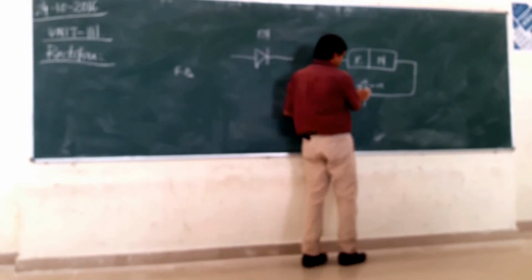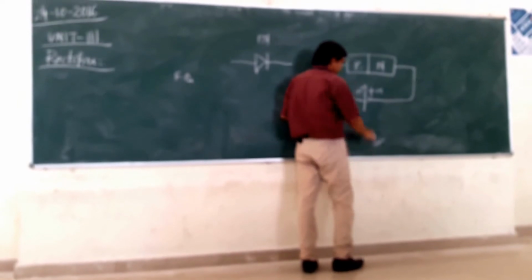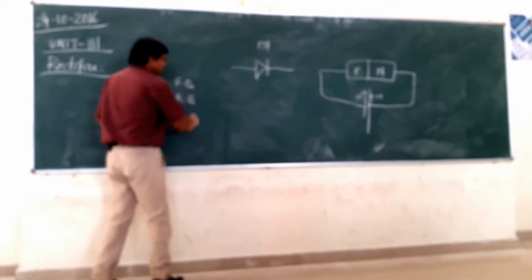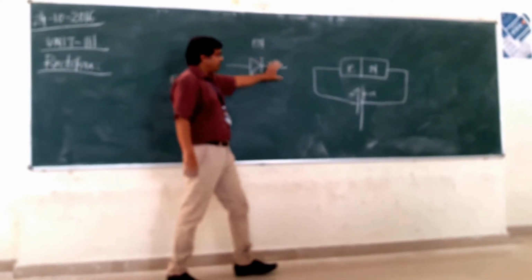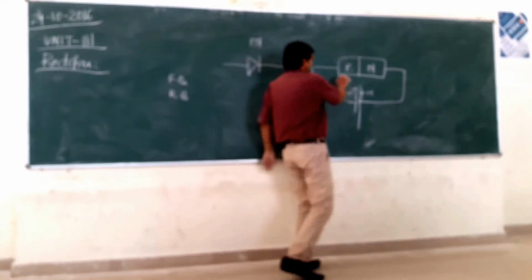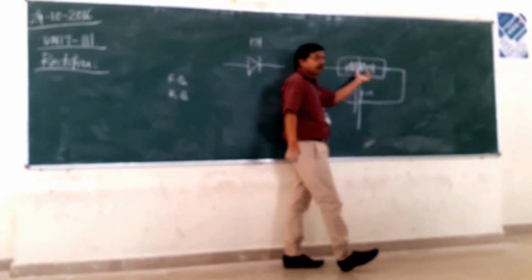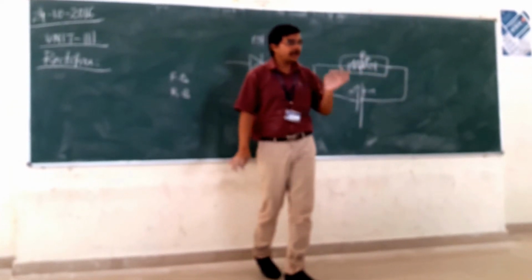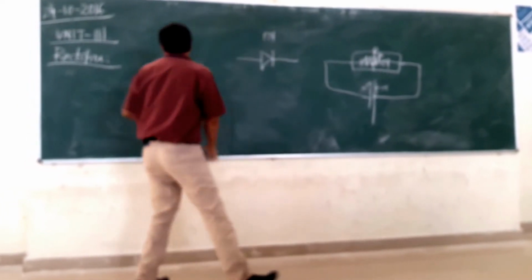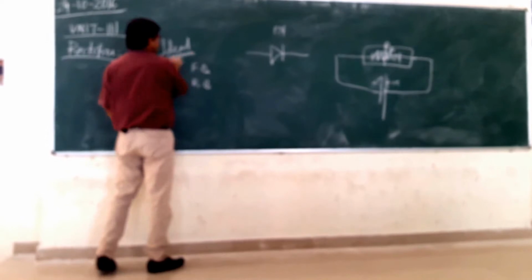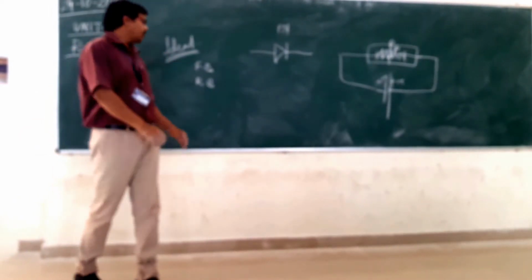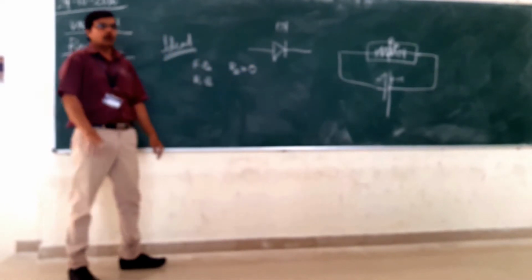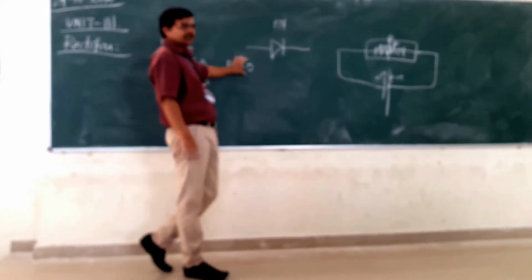And if I reverse it, making this negative and this positive, this is called the reverse bias condition. So the property of the diode is that when we connect it in forward bias, the resistance across the diode will be negligible. If we consider the ideal diode, then in the forward bias condition the resistance will be 0.